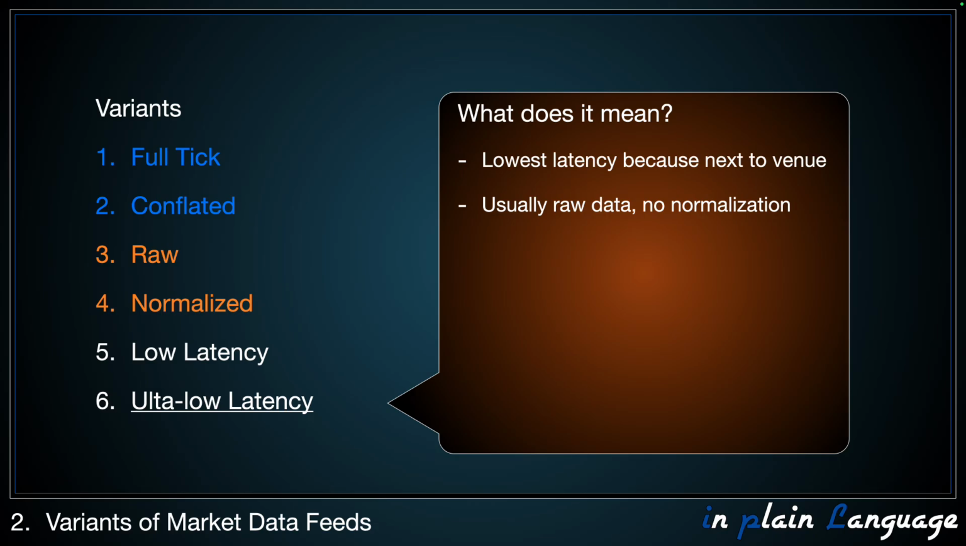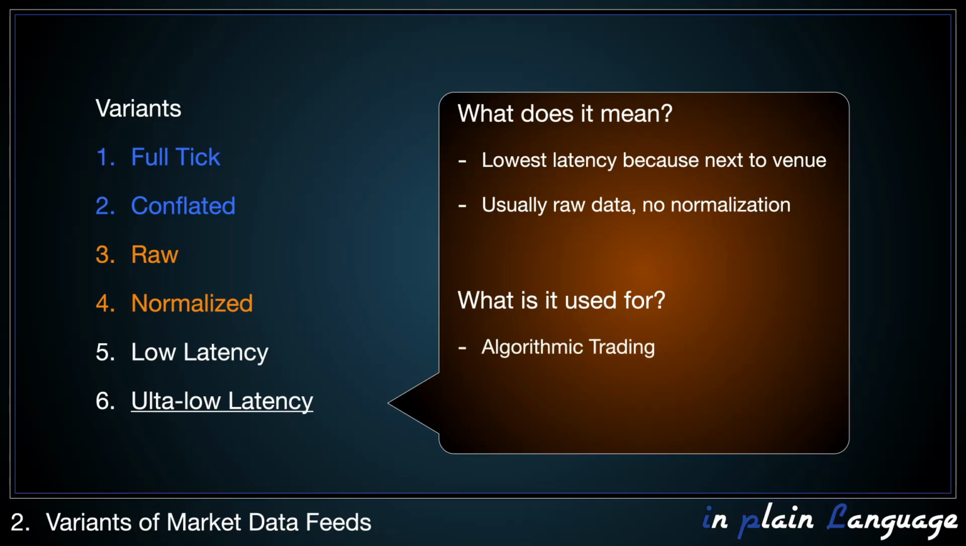For the reason of speed, data consumed from ultra-low latency feeds usually is also raw, not normalized. As you are likely looking only at a single venue at a time, normalization would also not help you much. What are these feeds used for? There's only really one prominent use case, and that is algorithmic trading. The moment the exchange posts an update, you want your algorithm to have it so it can adapt your pricing and issue new orders in a fraction of a second.